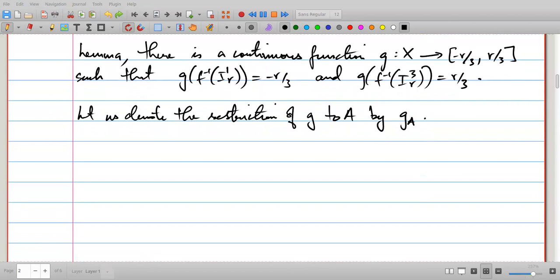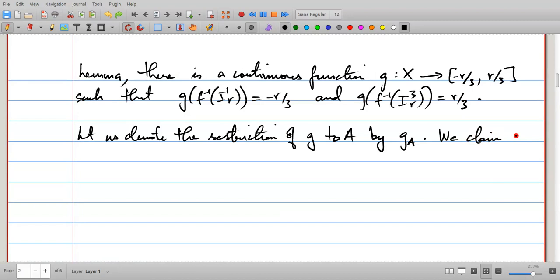So we claim that this infinity norm between f and g_A is less than or equal to 2R/3. So what is the meaning of this infinity norm? It means that for every x in A, the absolute value of f(x) minus g_A(x) should be less than or equal to 2R/3. So let us check this.